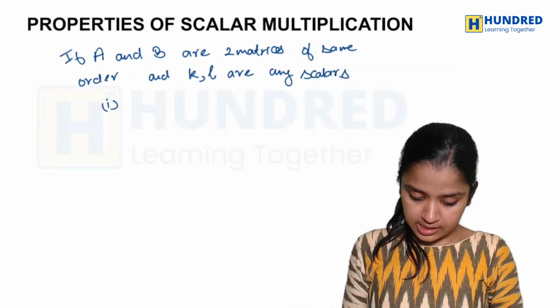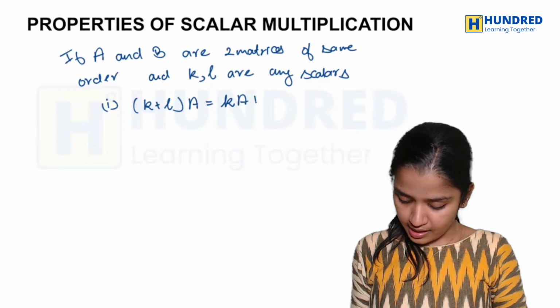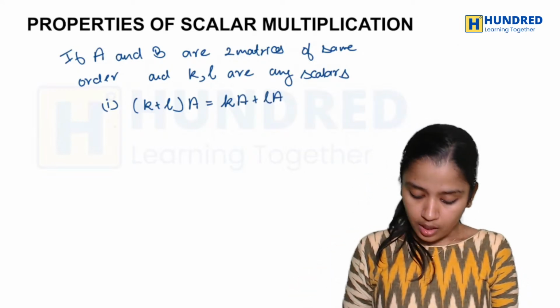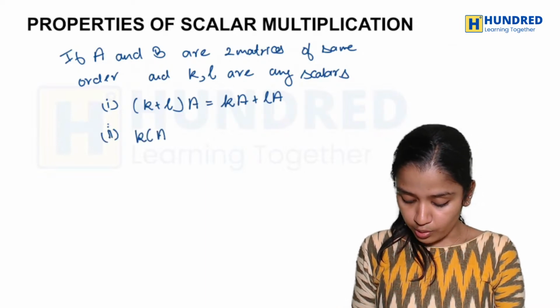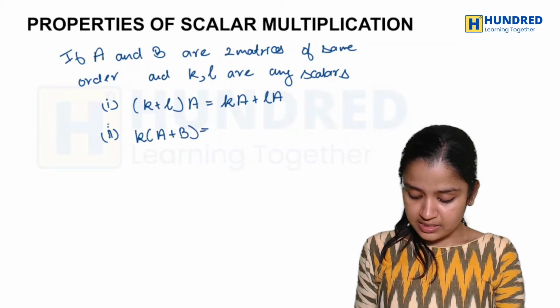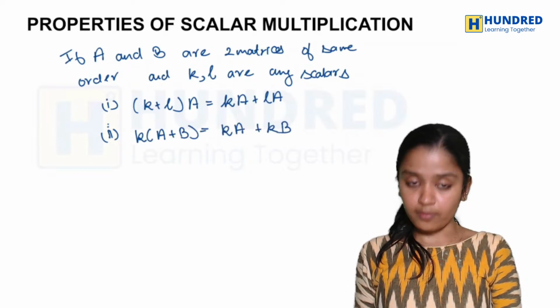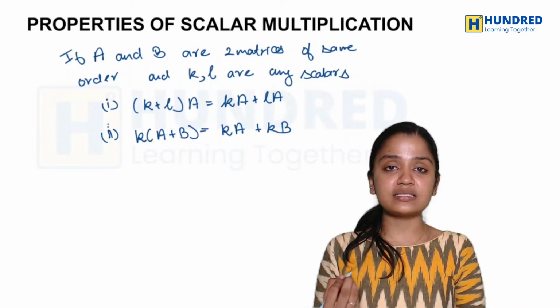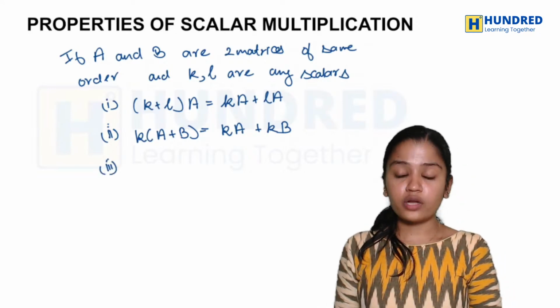So (K plus L) into A is equal to KA plus LA. This will be my first property. Now what about the next one? Here K into (A plus B) is equal to K into A plus K into B. Okay, now what about the next one?